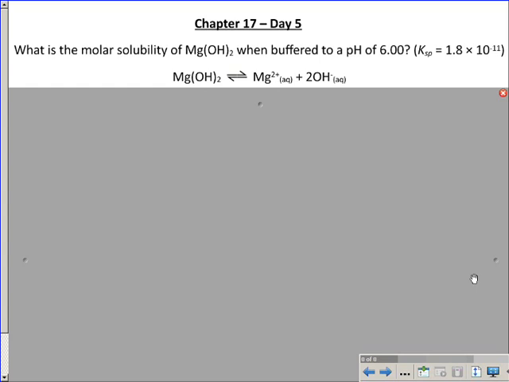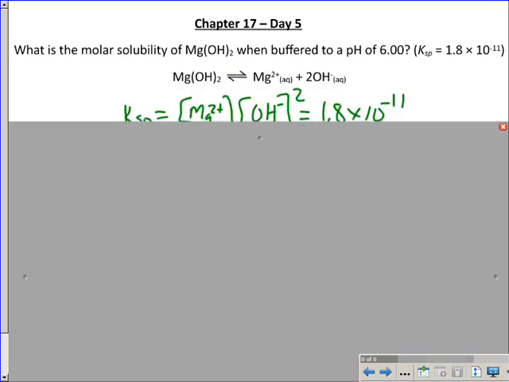And since OH- is one of our products, if we increase or decrease the OH-, it's going to change the solubility of the Mg(OH)2. So at a pH of 6.00, here's how we go about calculating what the new molar solubility is, to see if we increased or decreased. Because remember, if we shift to the right, we're increasing the solubility of magnesium hydroxide. If we shift to the left, we're decreasing it.